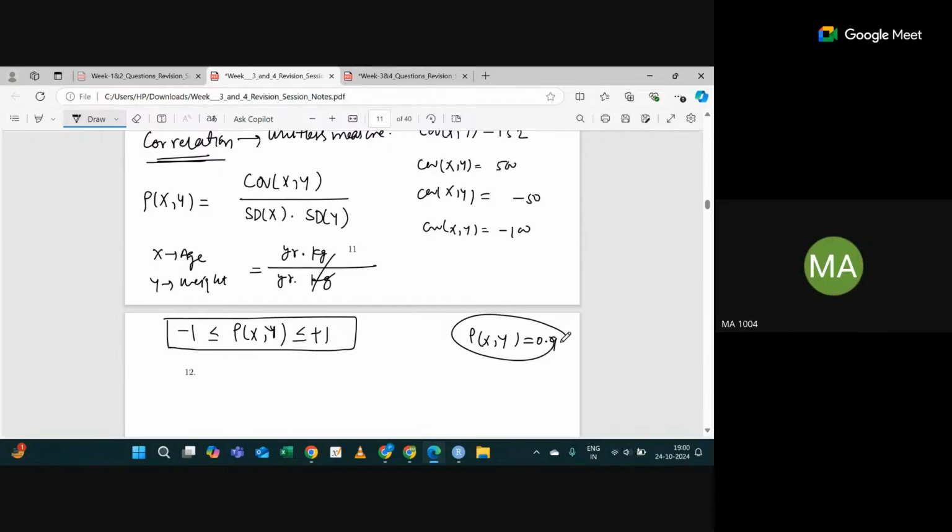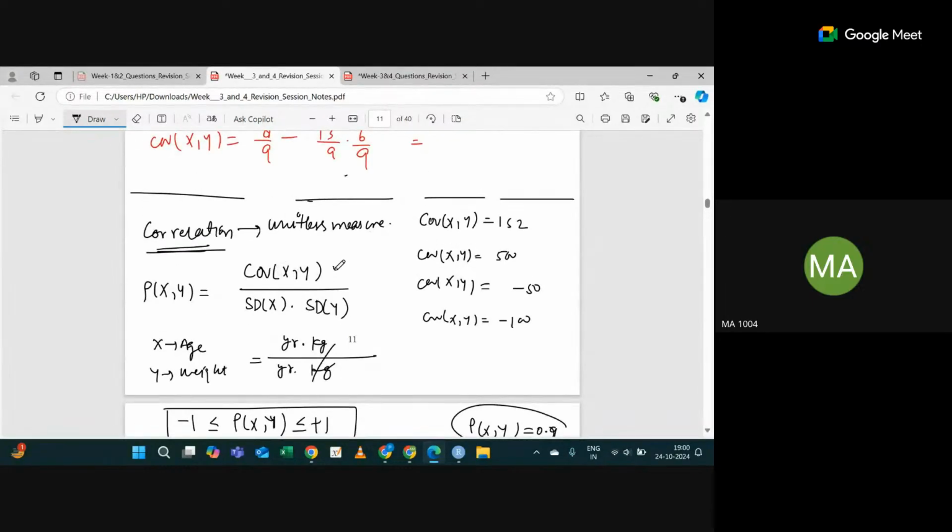Okay, so that's the importance of correlation. If you are able to calculate the covariance, and the standard deviation of x and the standard deviation of y, you can simply divide. One smart approach to solve correlation questions between x and y: sometimes people start with the standard deviation of x and of y. No, start with the calculation of covariance.